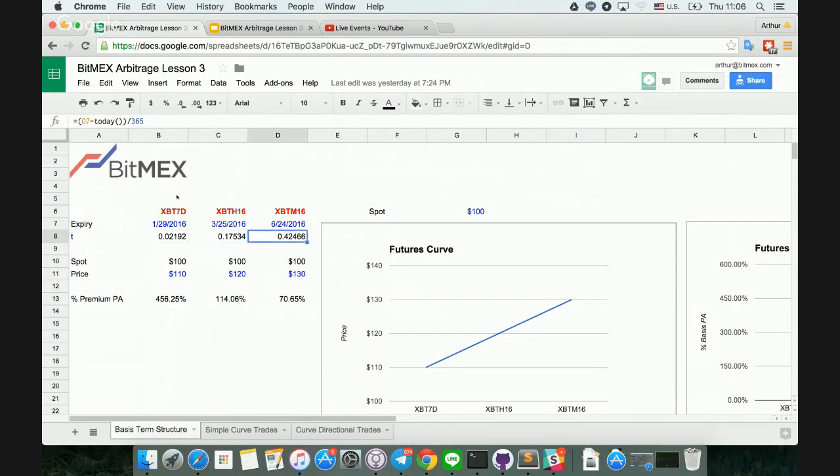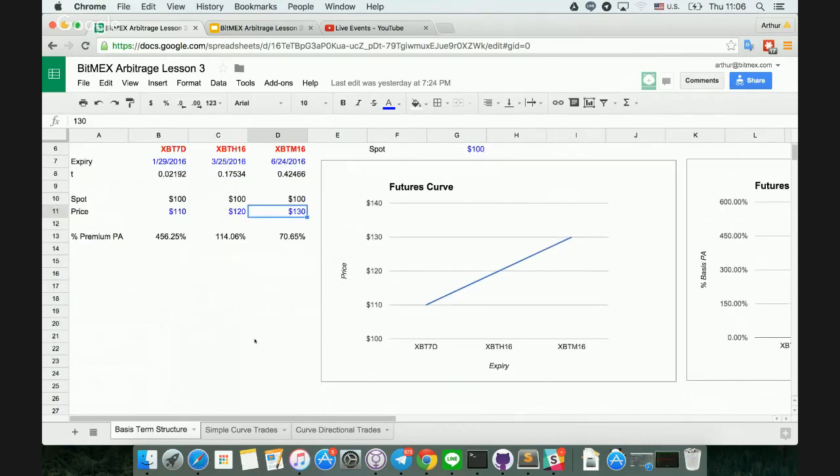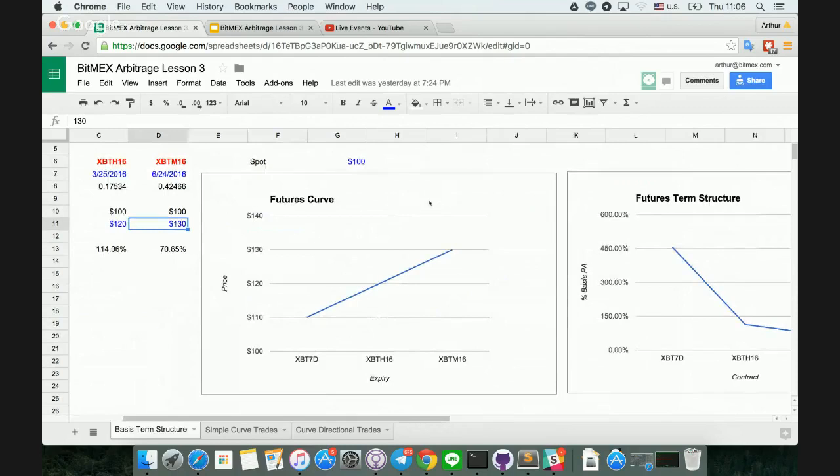We're using a spot price of 100, and then I inputted some simple values. So when you're looking at a futures curve, the first thing you'll think of is, let me plot the price of the futures contract for each contract and see what that curve looks like. And if you look here, we have a graph that shows the futures curve, and we see a nice upward sloping graph. And so we say, oh, that's great. This is what we call contango, and maybe we should sell the back month and buy the front month.